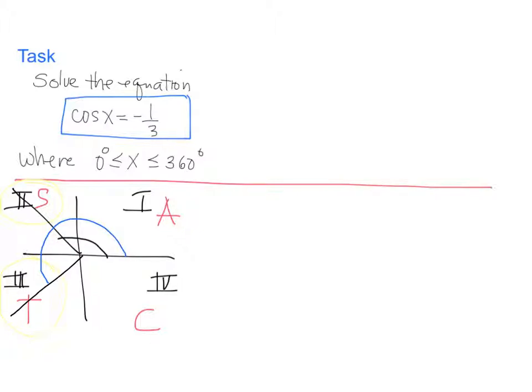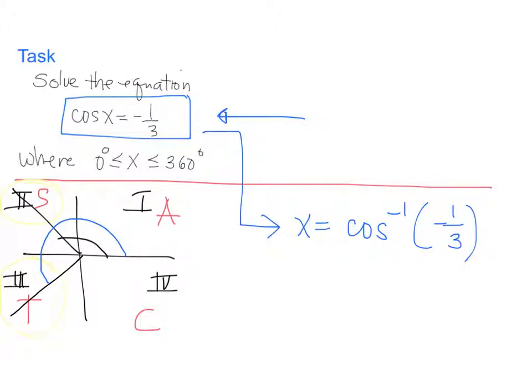Okay. Now let's find x. We have the equation cosine x is equal to -1/3. This is something that you have seen before. How do we find x? Yes. Cosine inverse. So x is equal to cosine inverse of -1/3. Can you find that? What's cosine inverse of -1/3? 109.47. Okay. So x is equal to 109.47.